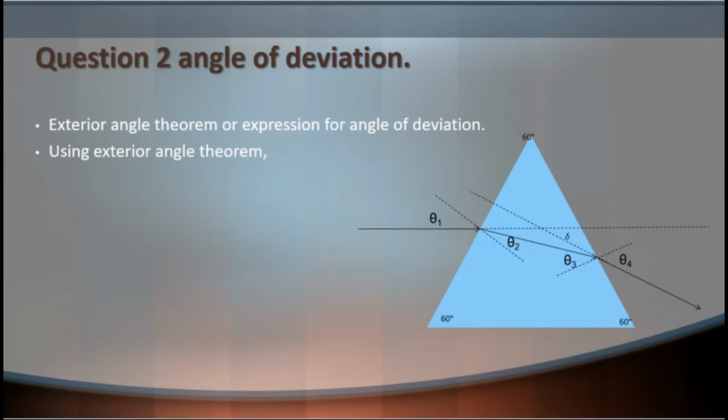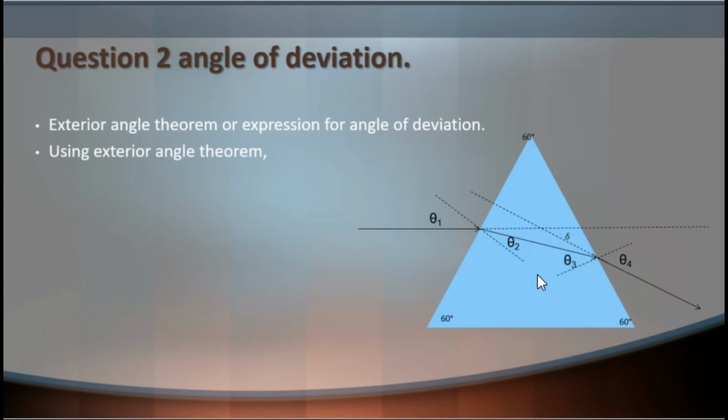Now let's continue to the next question, finding the angle of deviation. There are two ways we can find the angle of deviation. The first way is by using the exterior angle theorem, and the second way, which is a little bit easier, is by using the formula. Before we start, the angle of deviation highly depends on the index of refraction. As we all know, as the index of refraction becomes higher, the speed at which the light travels in it becomes much slower. Therefore, the angle of deviation will become much greater.